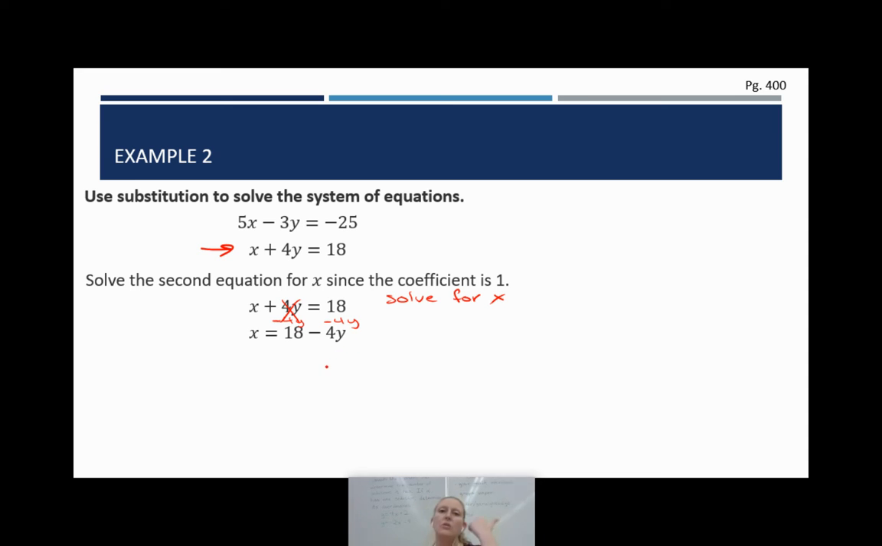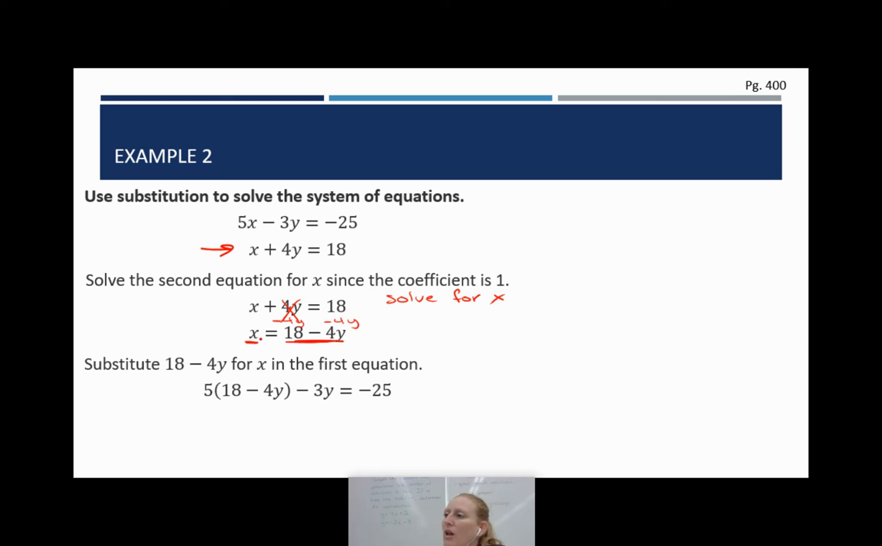But now we can do what we did on the last problem. So this one did have an extra step. We did have to deal with step 1. We kind of glanced over step 1 on the last problem. This one, we had to deal with it. But that's no big deal. Now I know everywhere I see an x, I can substitute in 18 minus 4y. So I'm going to go to the first equation, and instead of 5x minus 3y, I'm going to do 5 times (18 minus 4y) minus 3y equals negative 25. So all I'm doing is just substituting in for x. Instead of an x, we're substituting in 18 minus 4y.